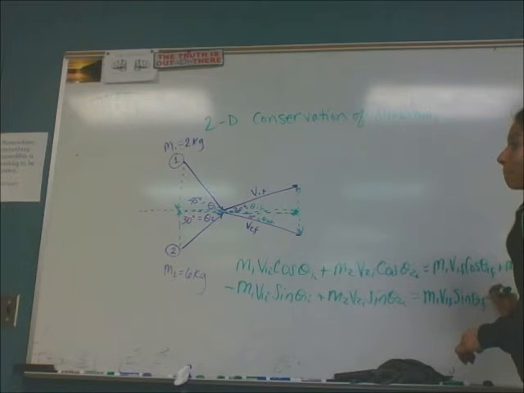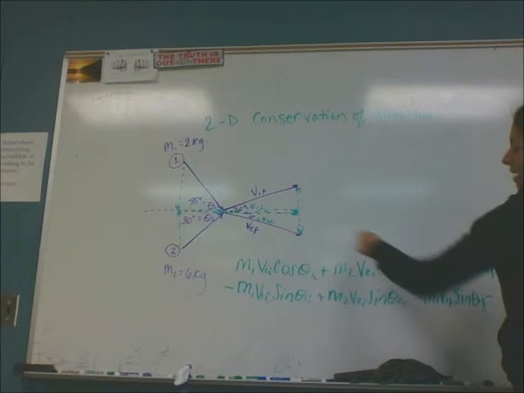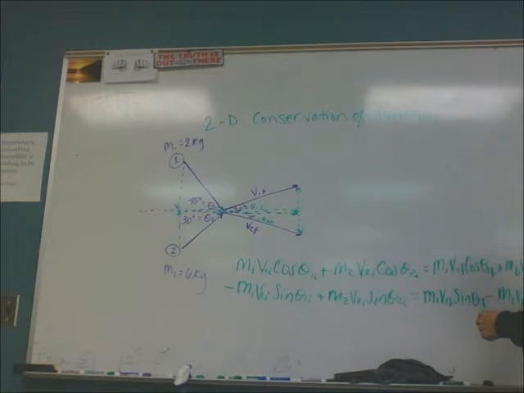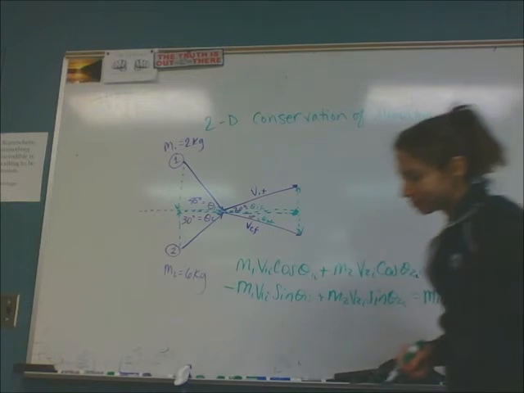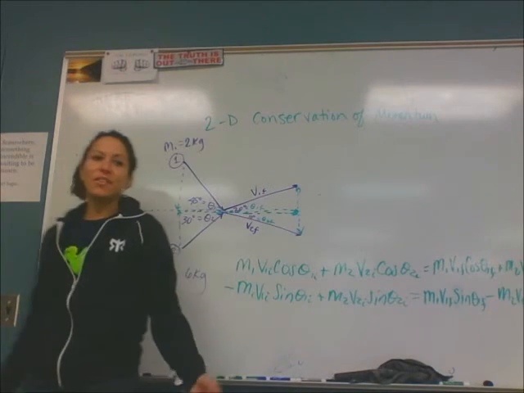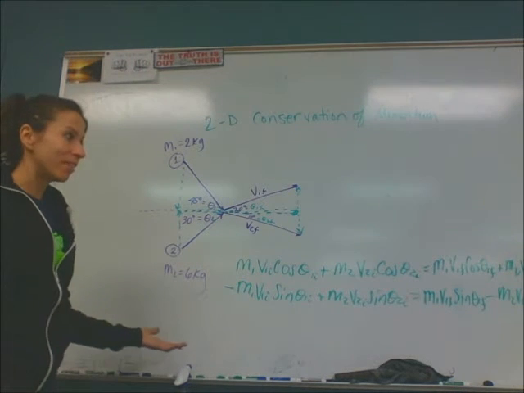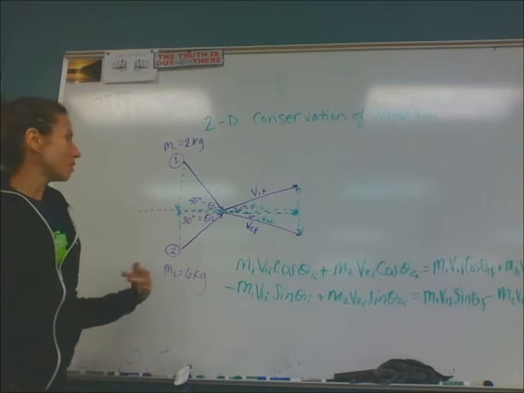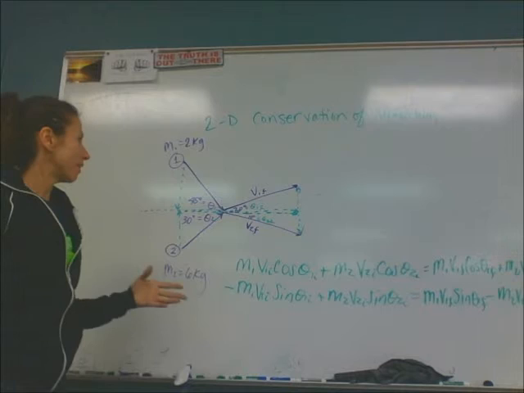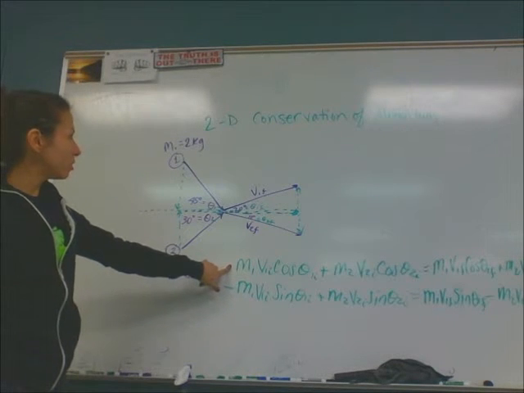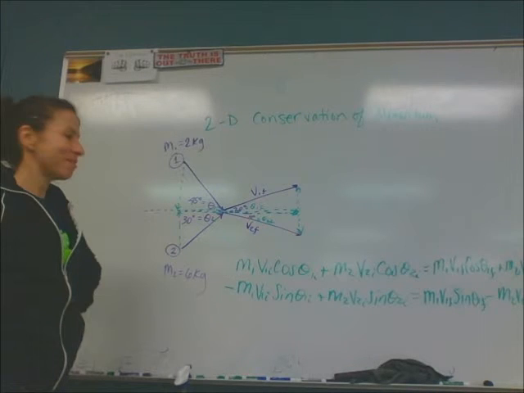Now this sucks, right? This is terrible. But let's just plug in our numbers and see what we get. Okay, so M1 is 2 kilograms. V1 initial, oh hey, I did not give you those numbers. Let's say V1 initial is 2 meters per second and V2 initial is 1 meter per second.